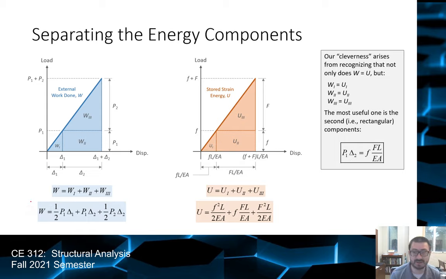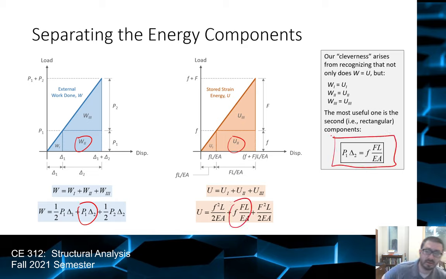And so instead of looking at all three, I'm only going to look at one comparison, specifically the W2s and the U2s. And there is a reason why. Because if you compare W2 to U2, you get this expression right here, and this is an incredibly, incredibly important expression. Let's take a second and digest what's going on in here. First off, let's look at the left side. We've got our P1, which is the external load that we applied, and we've got delta 2, which is the deflection that we wanted, okay? So it's isolating delta 2. We only care about delta 2.